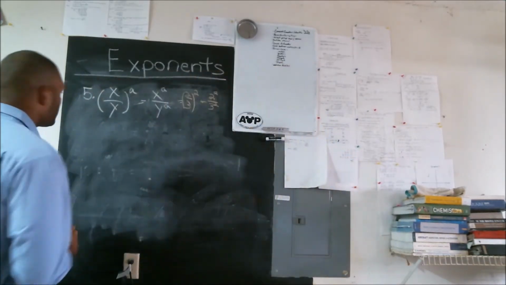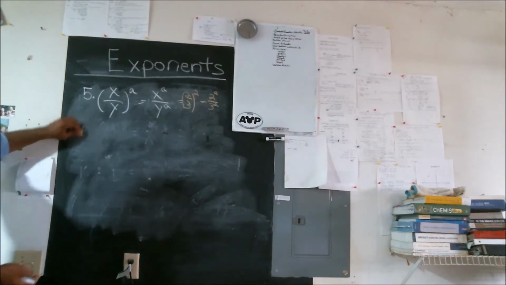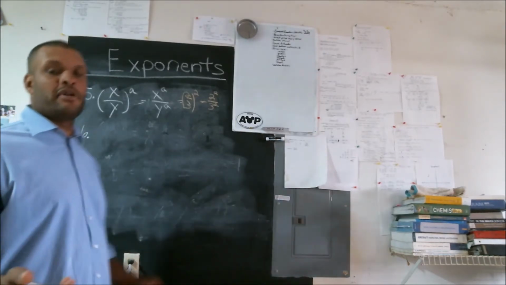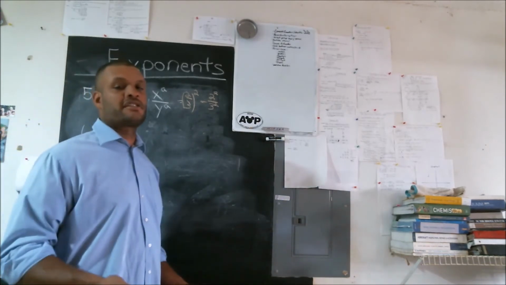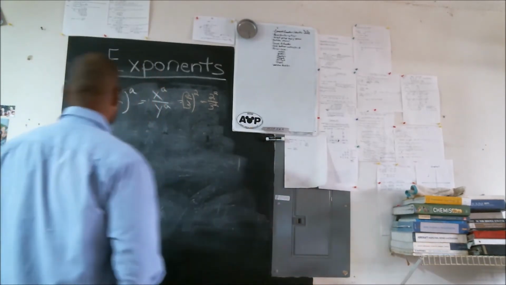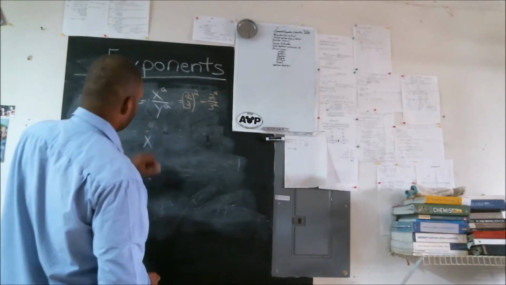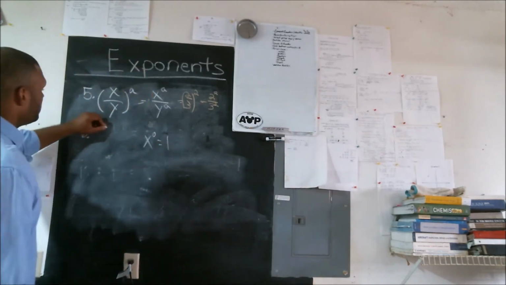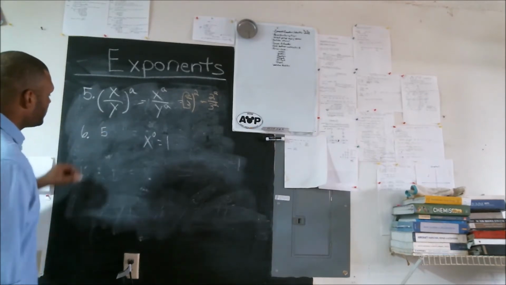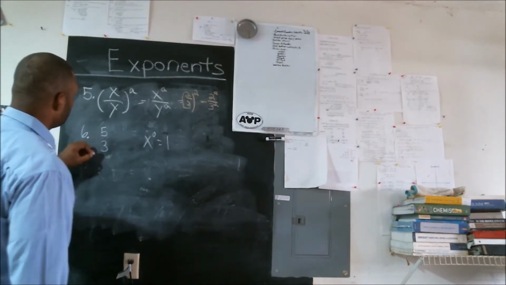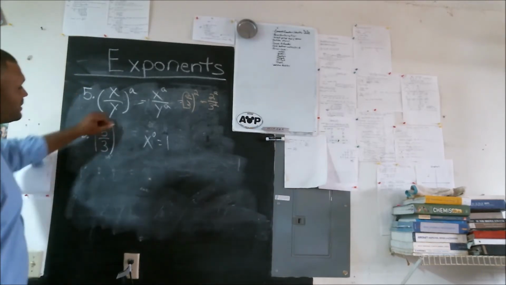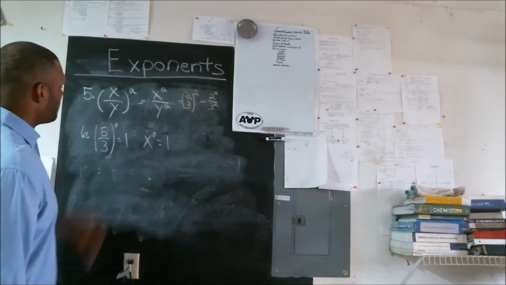Okay, so we're going to do number 6, and that's a really easy one. It's just the 0 power. All right, and all this says is that x to the 0 is going to equal 1. We can do 5/3 to the 0 power. That's going to equal 1.